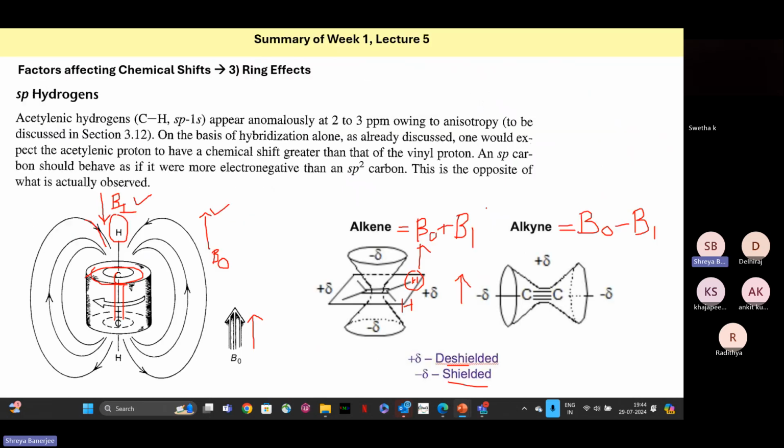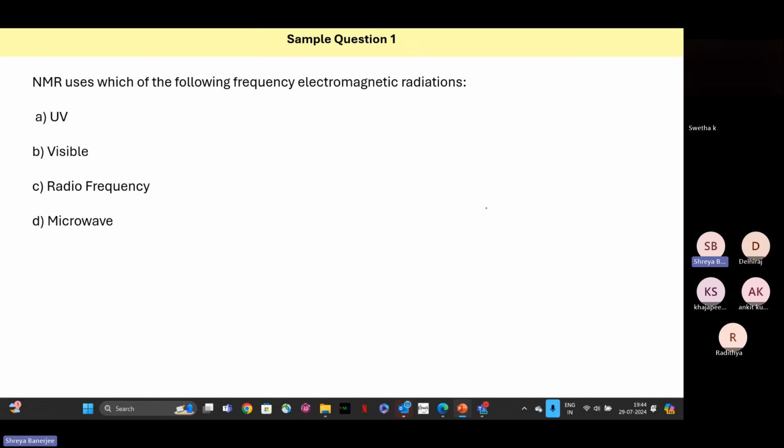So we have mostly covered everything discussed in the first 5 lectures of week 1. So I'll just quickly go through the questions of assignment 0. Assignment 0 was just a practice assignment, so it was not marked anyway. But I'll just discuss the questions so you can know how to solve this kind of questions. So the first question was a very simple question: NMR uses which frequency? We have already discussed, it's the radio frequency.